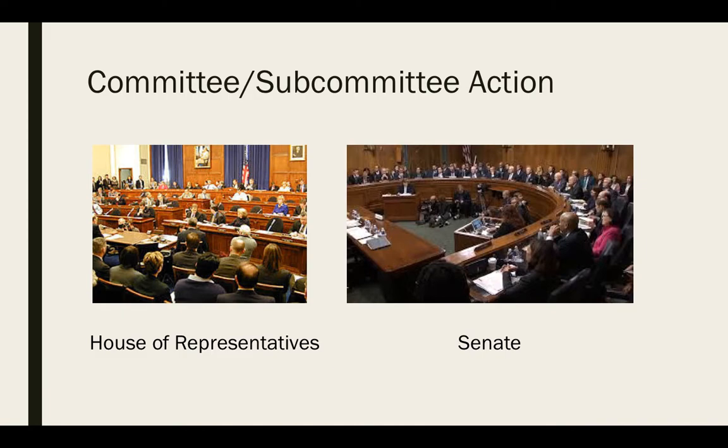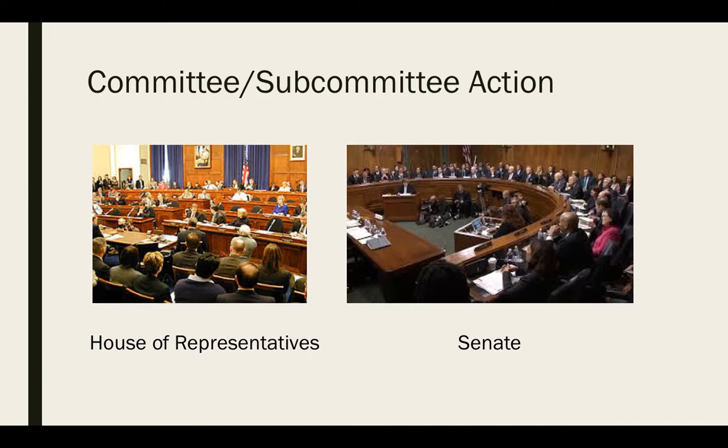So instead of having a bill investigated and worked on with all members of the House and the Senate, there are standing committees in both the House and the Senate. So we're going to look at the subject matter of this bill, and then we're going to assign it to its appropriate standing committee. And then what we're going to do is assign it to a subcommittee.